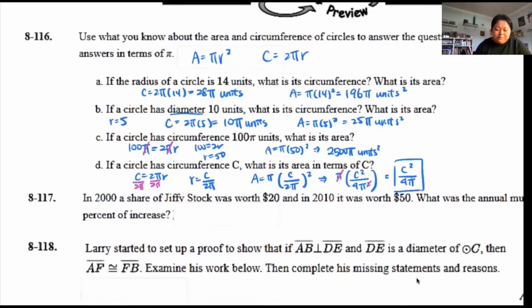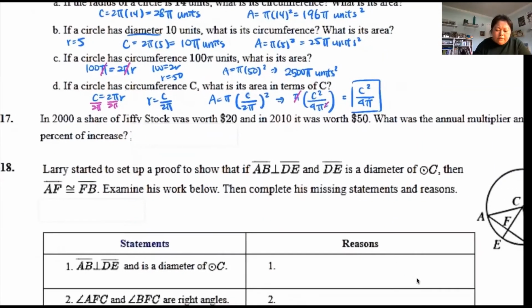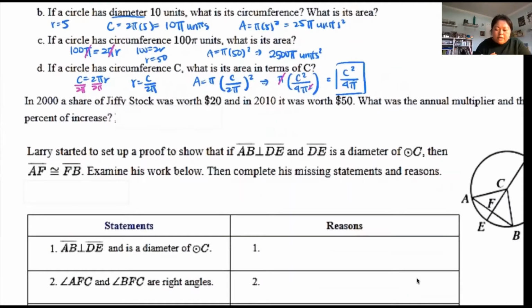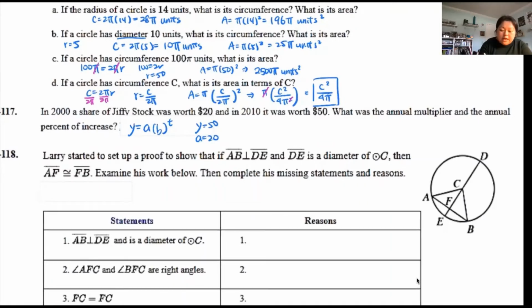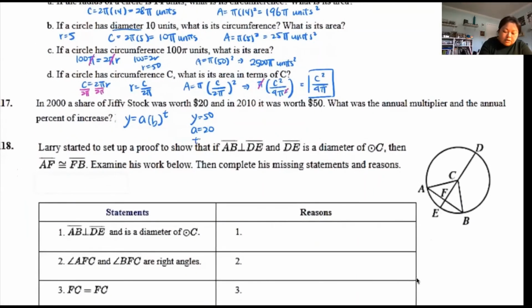Okay? All right. In 2000, a share of Jiffy stock was worth $20, and then in 2010, it was worth $50. What is the annual multiplier and the annual percent increase? Okay, so first of all, the equation we want to use is y equals a times b to the t, where a is the original amount, b is your multiplier, and t is how much time has passed, right? So what do we know? We know the amount now is $50, so y is 50, and the amount before we started was $20. We started in 2000 and ended in 2010, so time is 10 years.